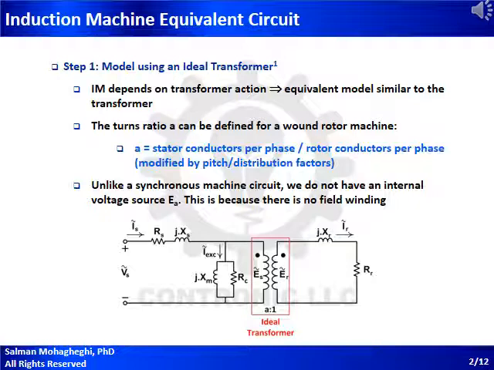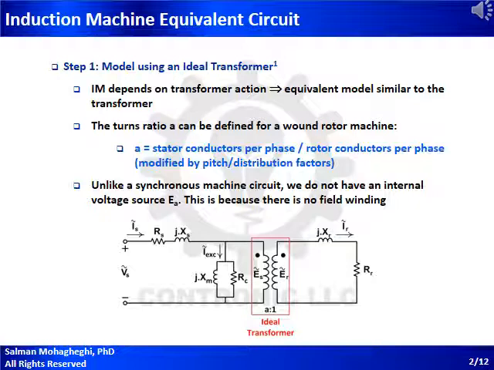In a transformer, you connect the primary to the supply. This will create a magnetic field which will then cross the secondary winding and will induce voltages and currents into it. So the essence of operation for transformers and induction machines are the same, despite the fact that one has rotation and one doesn't. So the equivalent circuit is going to be the same for both.